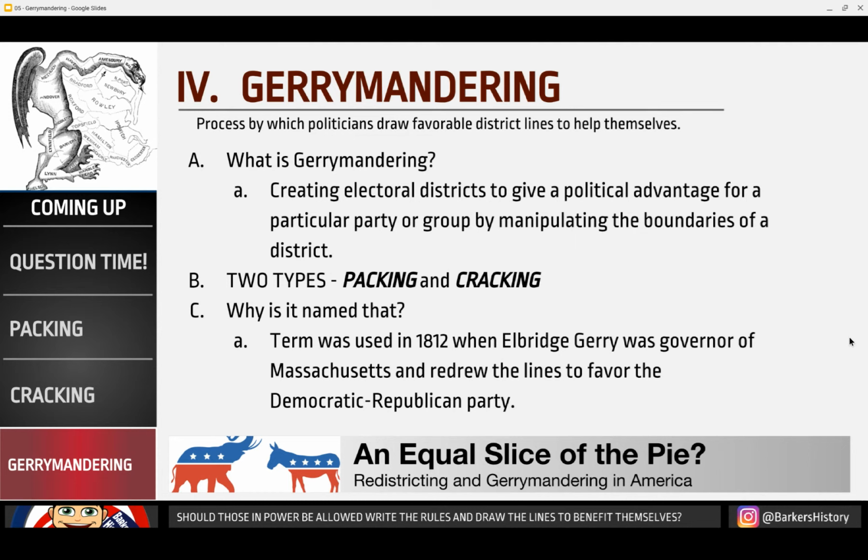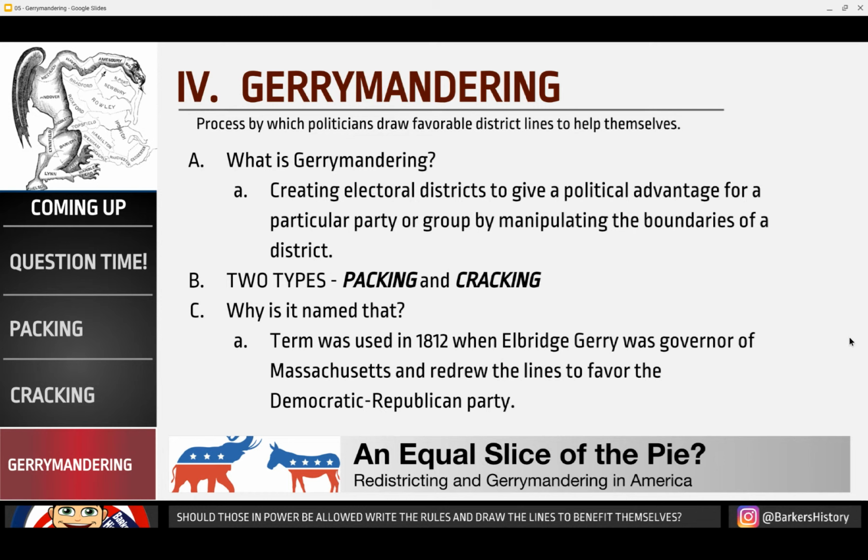And they're kind of nice. They kind of rhyme back and forth, right? Packing and cracking. But cracking actually does the exact opposite. It takes that group of people, right? Let's say that this group of people, and it breaks them up into a whole bunch of different districts so they have less of a voice, right? The term actually, though, has some historical merit to it. It comes from 1812.